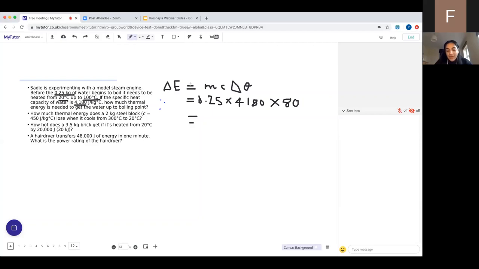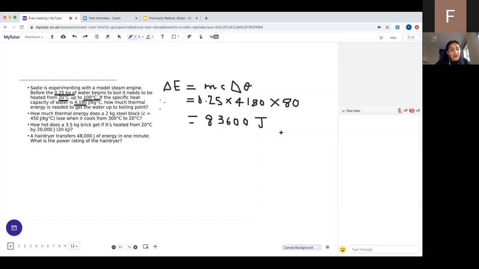So we get 83,600. And that is measured in joules. So don't forget to put your units. Energy is measured in joules. Power is the one that's measured in watts.